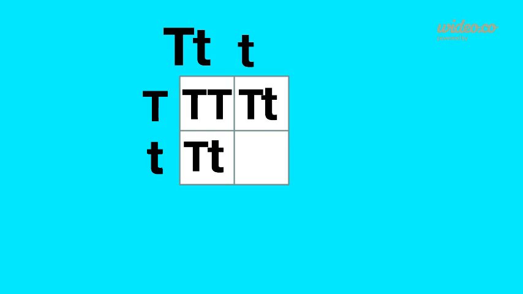For the last box, we get a little t from the father and a little t from the mother. This individual will be homozygous recessive. This will be the first individual that we see that shows the short recessive phenotype.